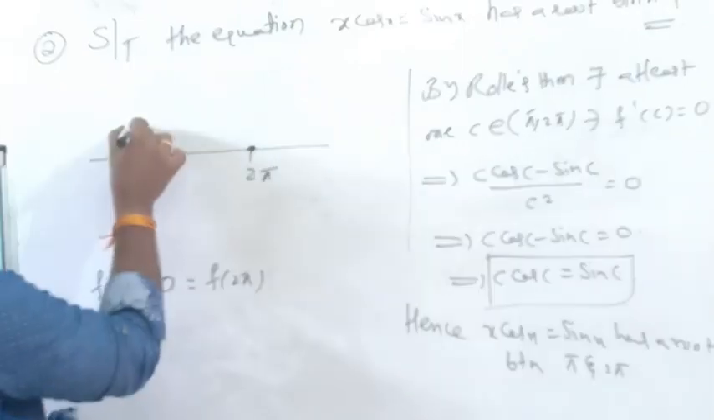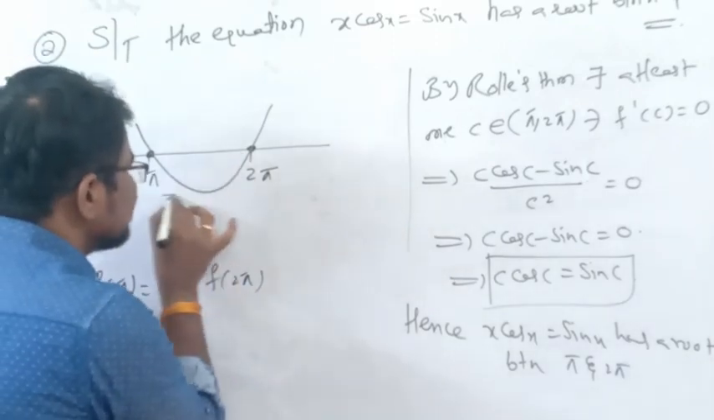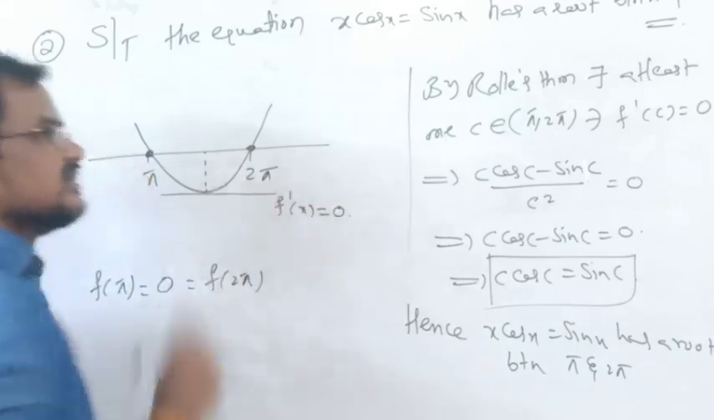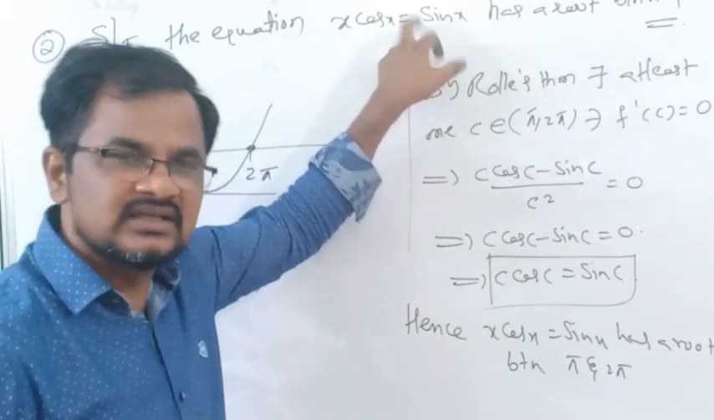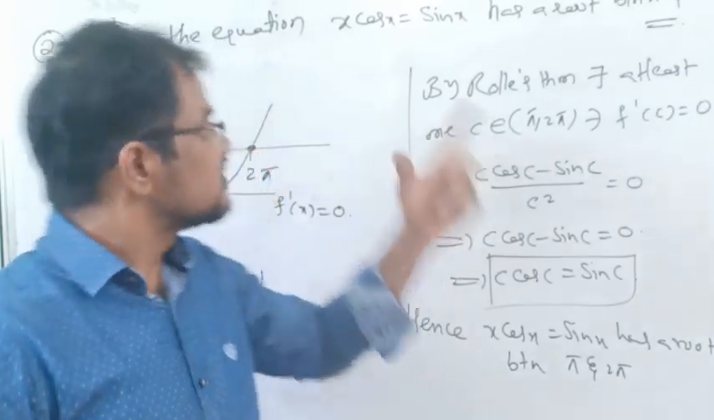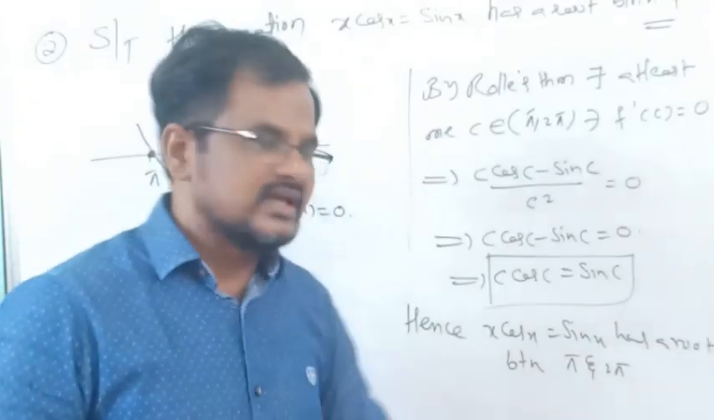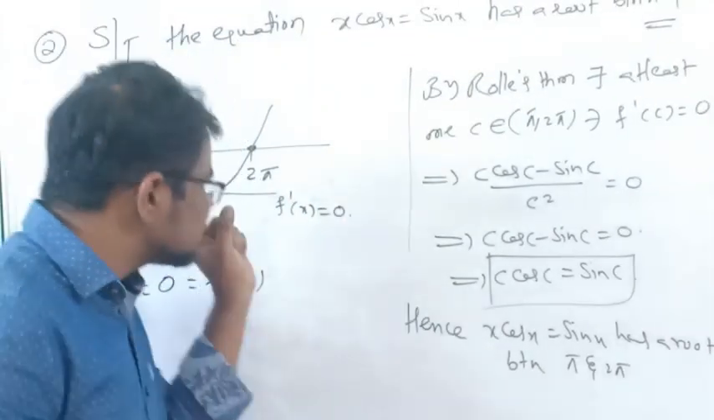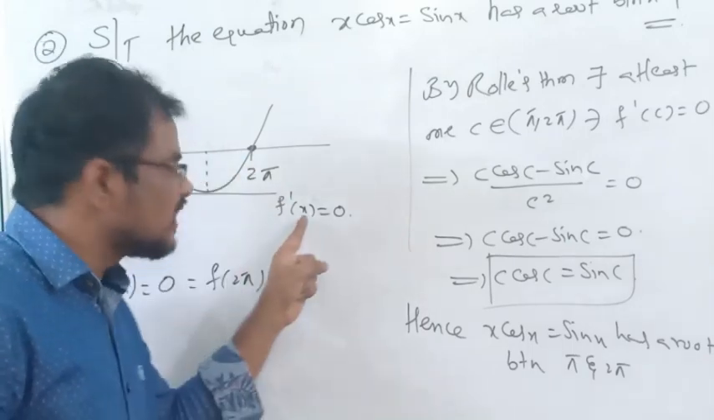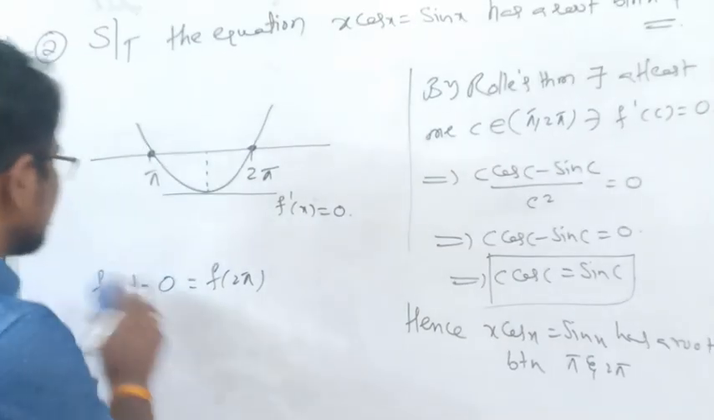Means definitely the curve may be like this. Between these two points there is definitely a point where f dash x equal to 0. F dash x is nothing but this only. By taking f of x equal to sin x by x, the differentiation gives x cos x minus sin x, first derivative equal to 0, so x cos x equal to sin x. Means this equation has a root between pi and 2 pi, which satisfies f dash of x equal to 0. This is about the second problem.